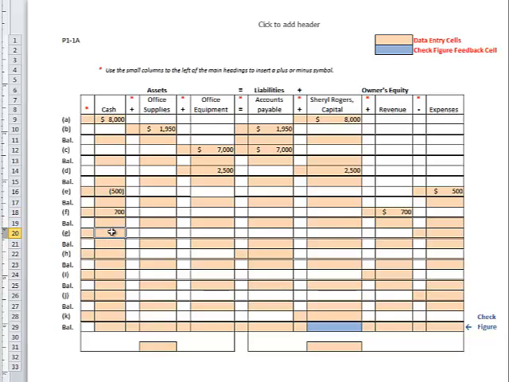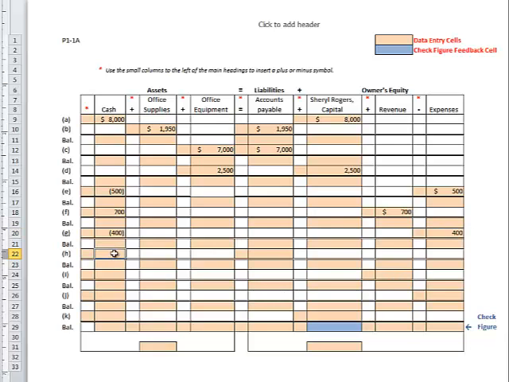On transaction G, she paid salary of receptionist $400. Okay, so if you've paid out a salary, then you pay that in cash, so your cash is decreased by $400. Salaries are an expense, so that comes over underneath the expense account.